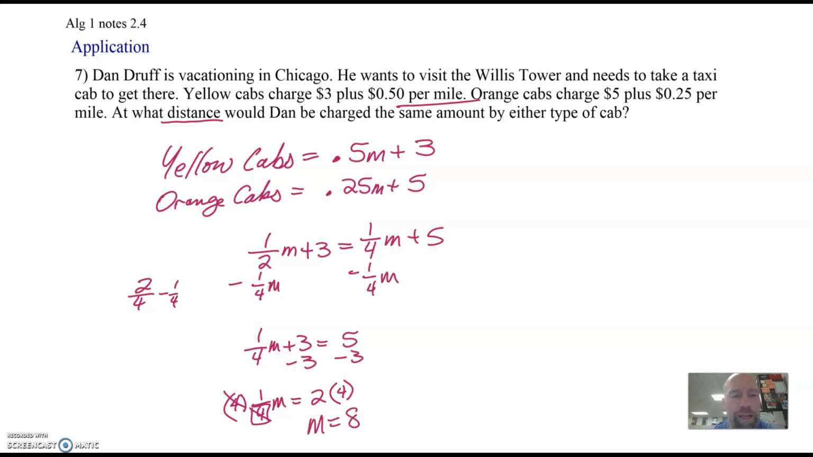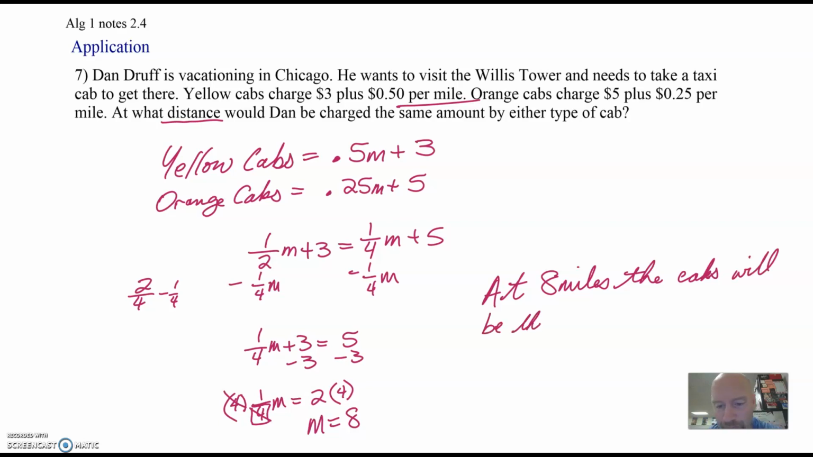And in this particular problem, I need to go ahead and answer the question. So I'm going to say at 8 miles, the cabs will be the same price. Okay, so I made a statement: at 8 miles, the cabs would be the same price. I answer the question: at what distance would Dan be charged the same amount by either type of cab company?